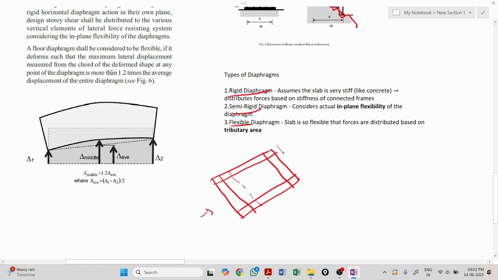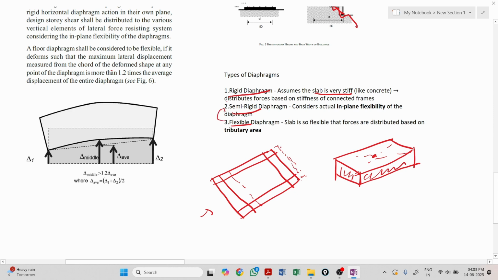That's it, small deformation. That is the reason the slab is very stiff. And usually the slab will have more depth, and it will be connected. The load will be distributed easily. So this is how it works.